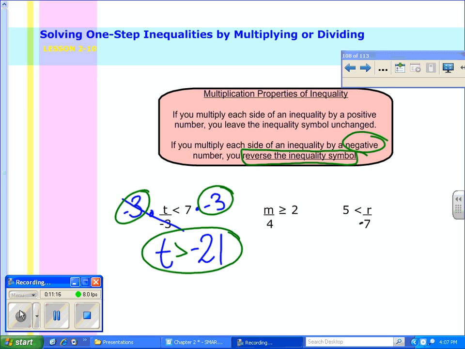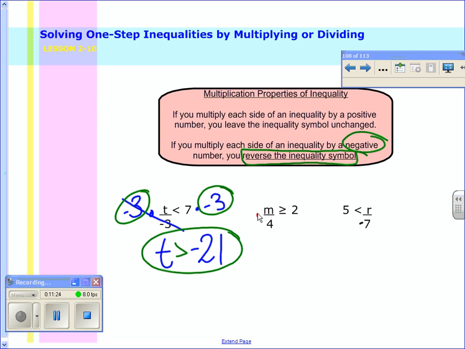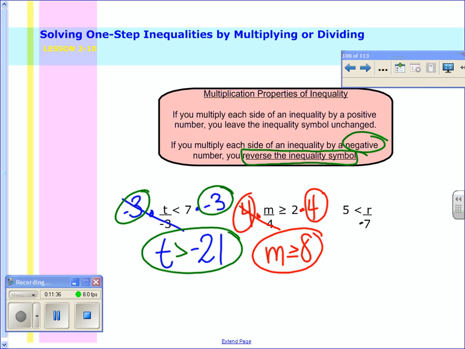All right, so on the second one, we have m divided by 4 is greater than or equal to 2. Well, to get m by itself, instead of dividing by 4, I do the opposite, times. So now I have m and 8, and this time I multiplied by just a regular positive 4, so my sign stays the same. M is greater than or equal to 8.